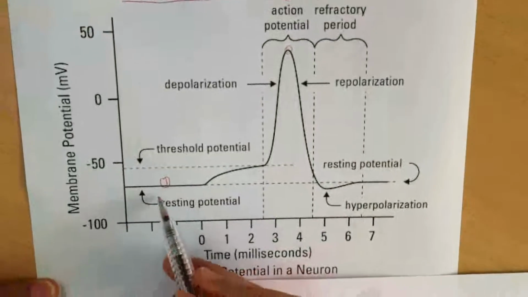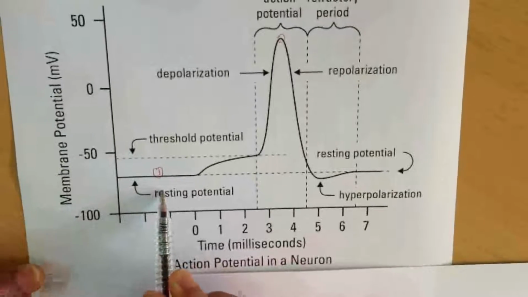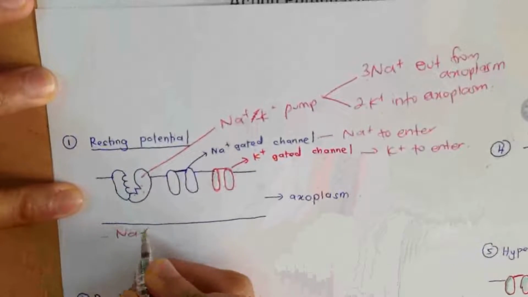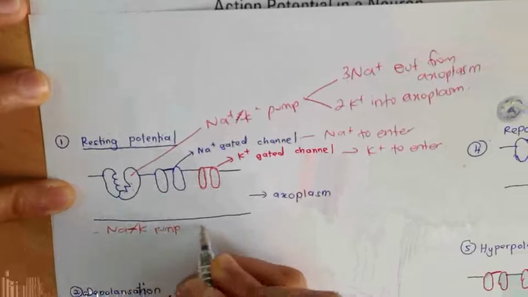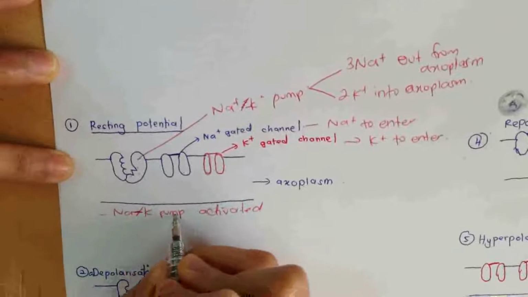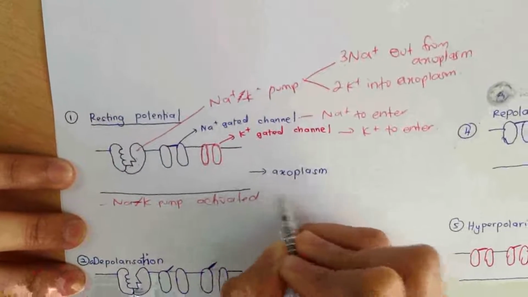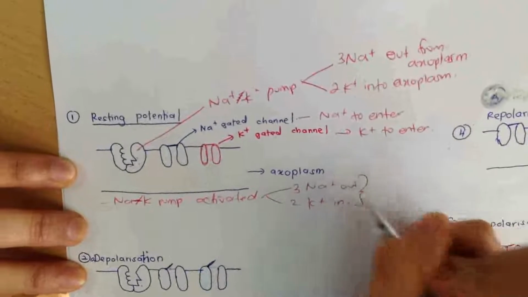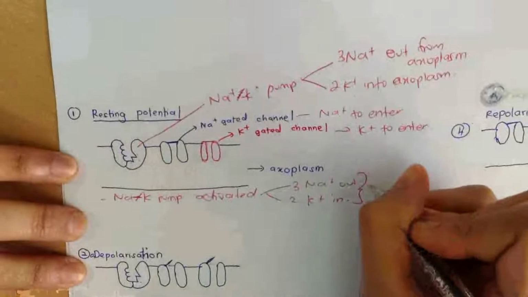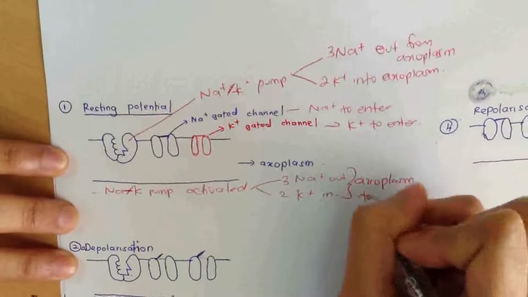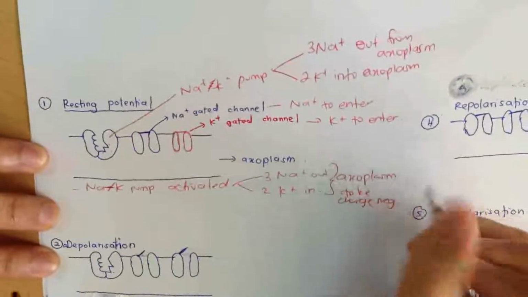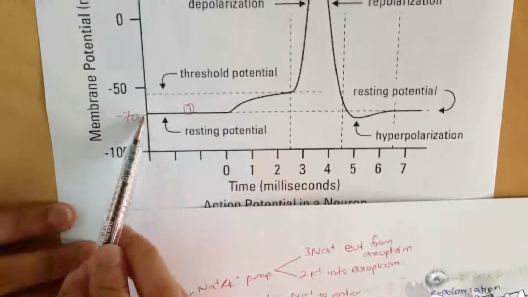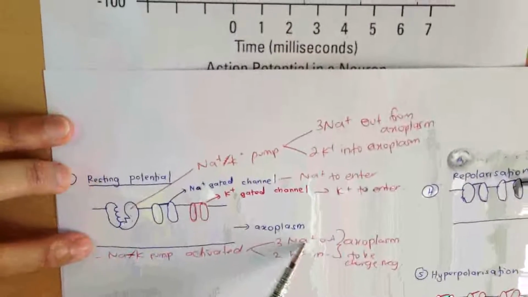As you can see here, the first phase of the graph is the resting potential. This is when the NAK pump is activated. When the NAK pump is activated, it will pump 3 Na plus out from the exoplasm and 2 K plus in. This pumping of 3 out and 2 in will cause the exoplasm to be charged negative. As you can see from the graph, at resting potential it is around negative 70. One reason is because 3 plus is pumped outside from the exoplasm and only 2 pumped inside.